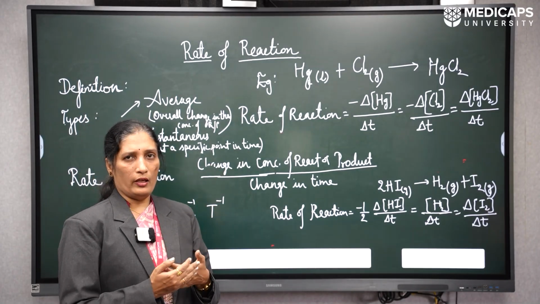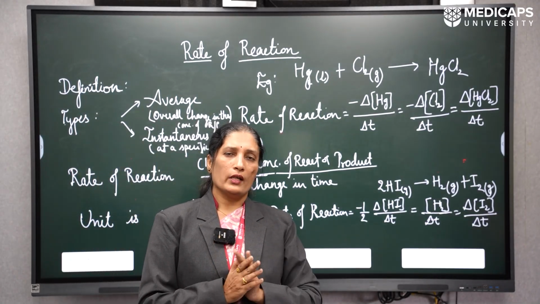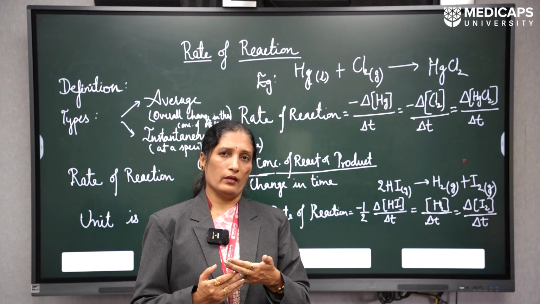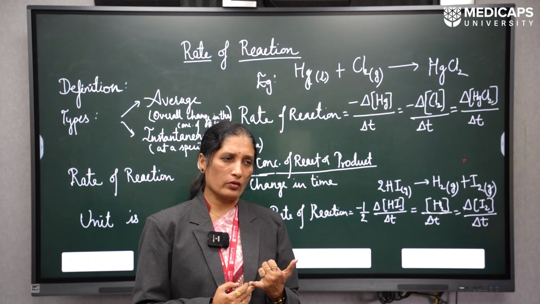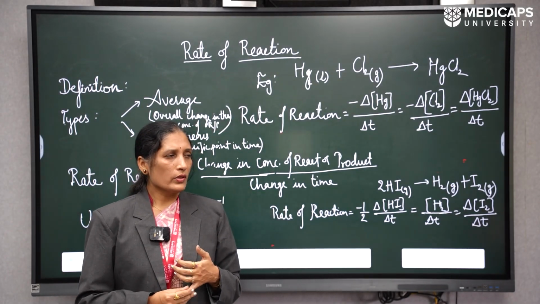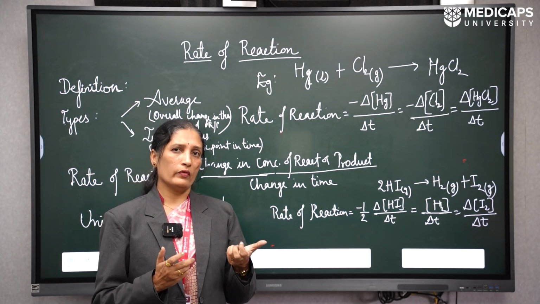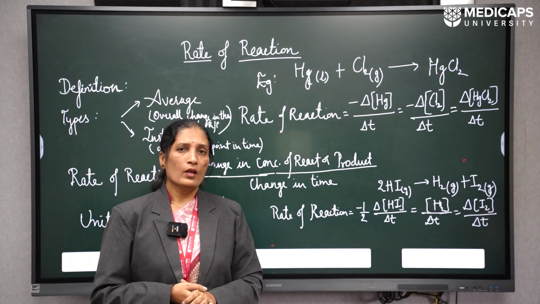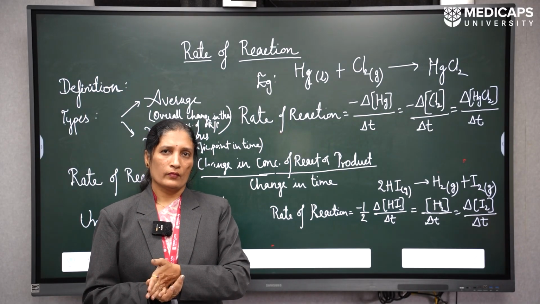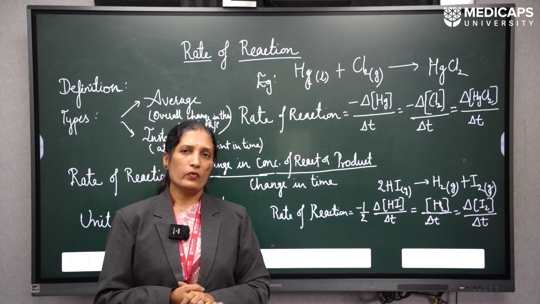Other than these two types, there are again three types of the rate of reaction on the basis of speed, that is fast reactions, moderate reactions and slow reactions. What are fast reactions? Those which are completed within a few seconds or minutes are known as fast reactions. For example, the explosion of sodium in water. This is an example of a fast reaction.